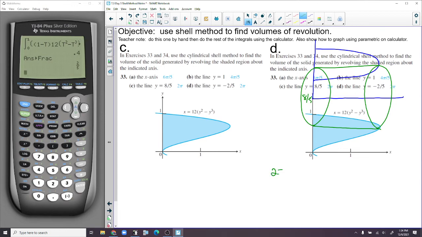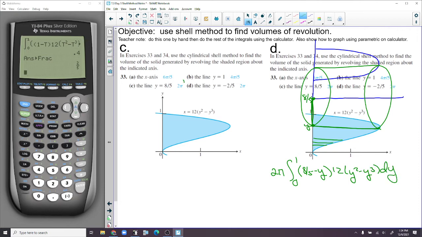So we're going to have 2 pi, 0 to 1, because this is where we're picking our y's in that little area there from 0 to 1. And then this is the center of the cylinders, and then this is the edge. So this is the radius right here. So if we can find the endpoints, this is an arbitrary y right there. If we can find the endpoints, it's top minus bottom. So the radius is 8/5 minus whatever y we're on. And then again, the height is the function. So 12 y squared minus y to the third dy.